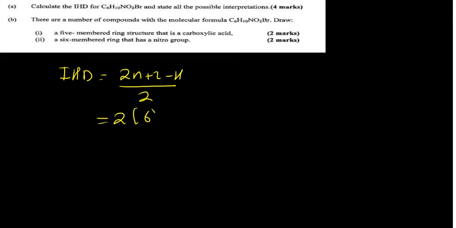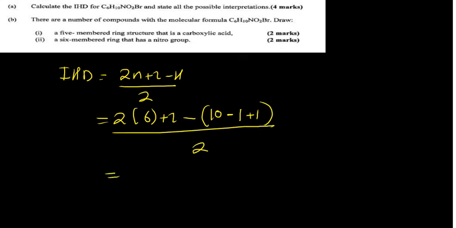Calculate the IHD for C6H10NO2Br and state all the possible interpretations. So IHD is equal to 2N plus 2 minus H divided by 2. And this is going to be equal to 2, the number of carbons, there are 6, plus 2 minus the number of hydrogens in this case. How many hydrogens do we have? We have 10. Now we also have a halogen, bromine. For halogens, we always subtract them so that we only have one hydrogen. And then we have a group 5 element. For group 5 elements, we always add their IHD. It's only one. Oxygen is in group 6, and those don't affect IHD, divided by 2.